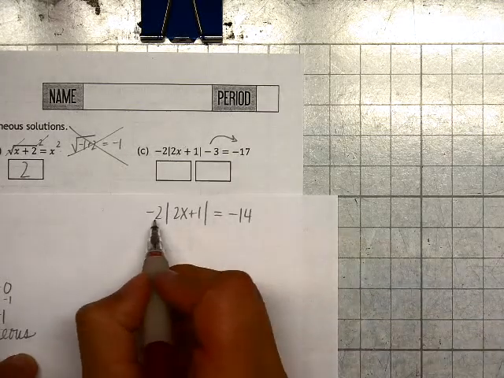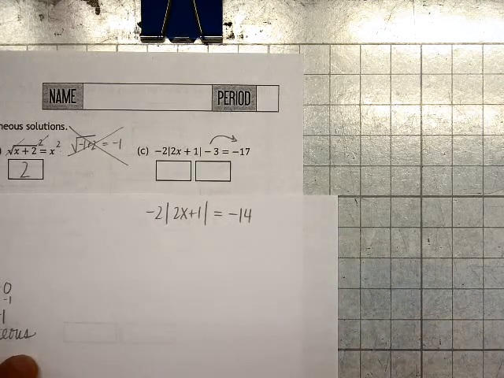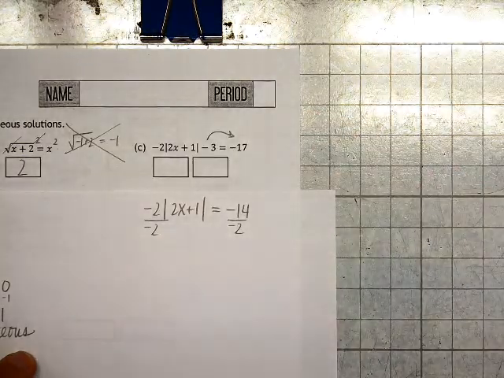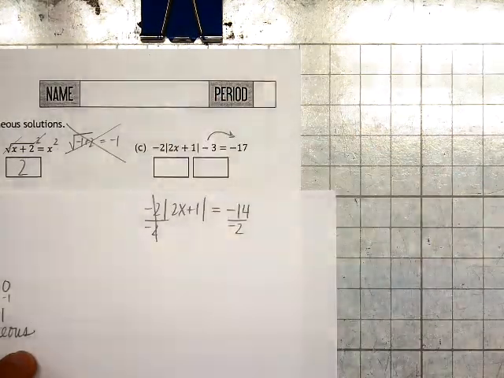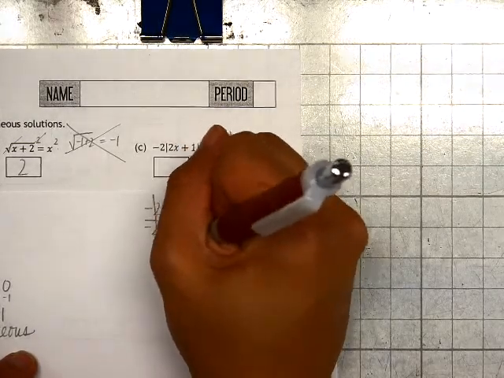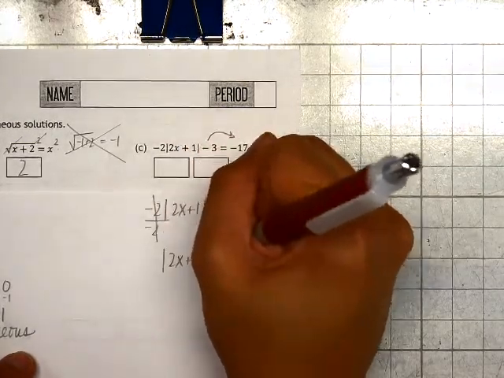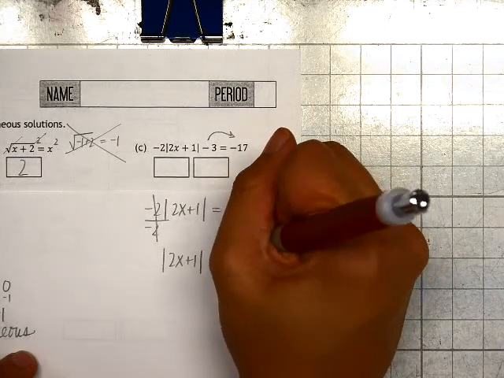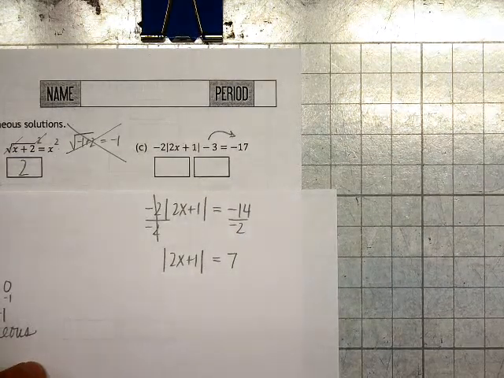Then, of course, I could try to get rid of the negative 2, and the easiest way to do that is to divide the negative 2 on both sides. That would cancel it from the left-hand side, leaving me with the absolute value of 2x plus 1. And then on the right-hand side, I'd have negative 14 divided by negative 2, which is positive 7.